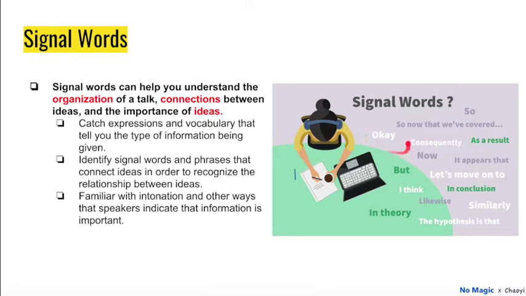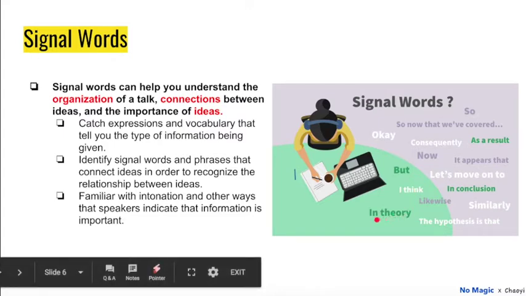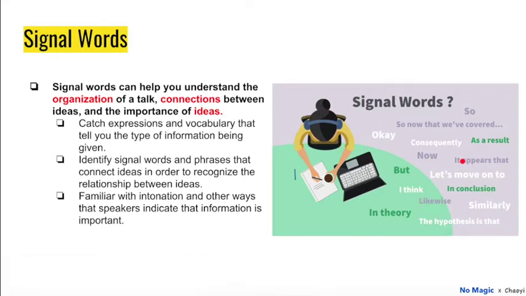We call these transition signal words. Transition signal words can also be "but" or "however." They all mean the speaker is going to move on to a different aspect of the speech. Some signal words might be "for example"; those are the signal words for examples.